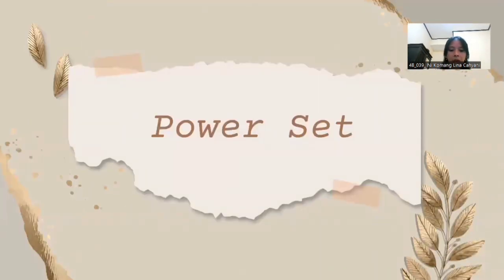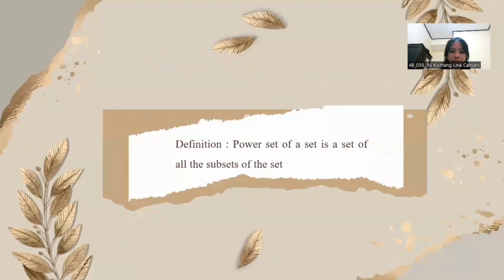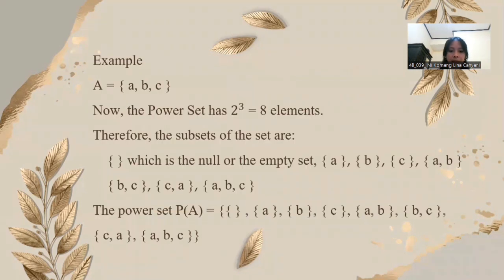The last, we are going to talk about power set. Power set of a set is a set of all the subsets of the set. Example, if I have a set A whose elements are A, B, and C, the cardinality of set A is 3 because the total number of elements in set A is 3. And the total possible subsets out of this set will be equal to 2 to the power n, where n is the cardinal number of the set.